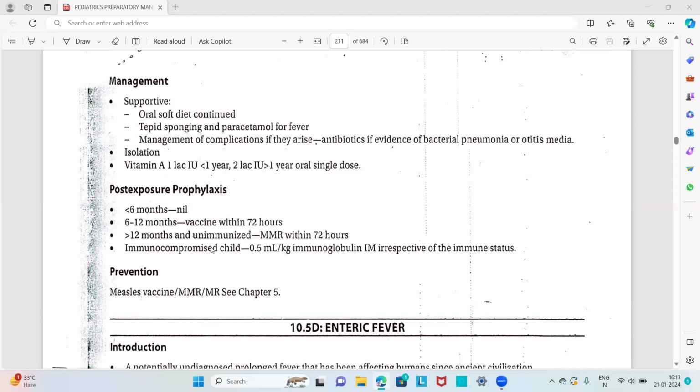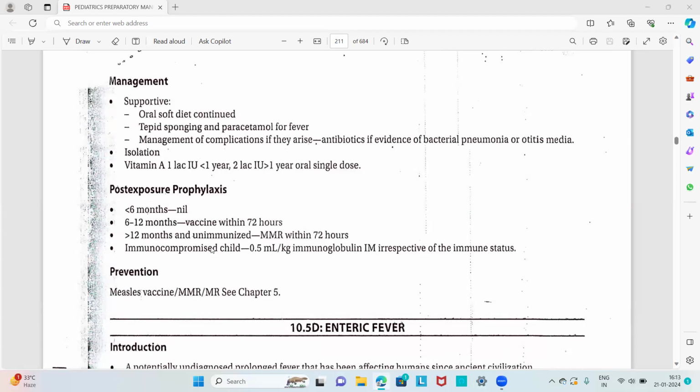Remission and the management of complications. We know that because of this measles infection there will be a lot of complications in several systems in the child. So the management of the complications is very important. If they arise, the complications should be managed.